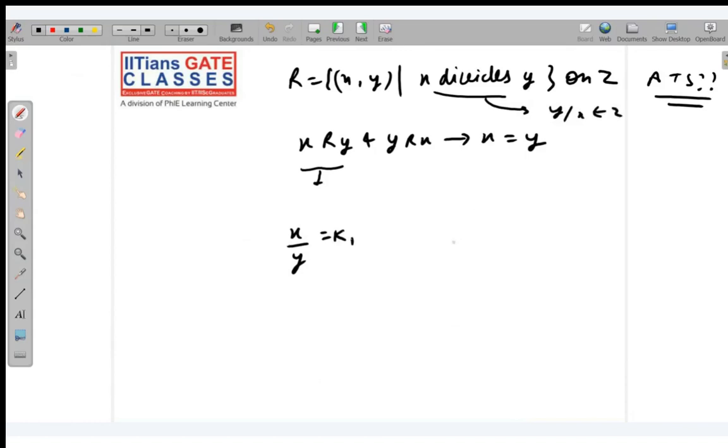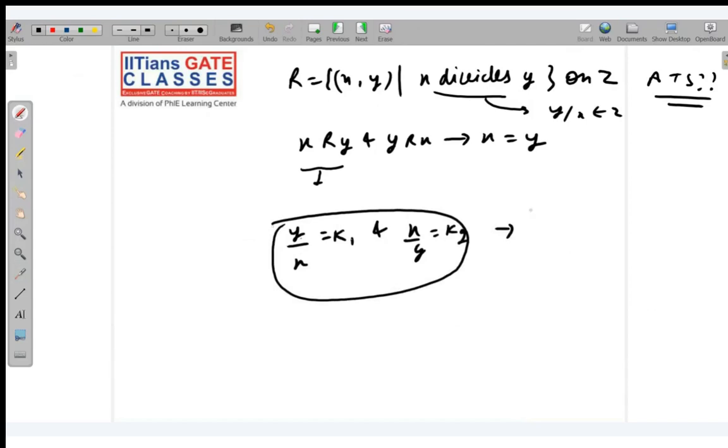So x related to y means y by x should be some integer k1, and y related to x means x by y should be some integer, let us suppose k2. Now we have to guarantee that from these two we should get x is equal to y. How will we get it? I will simply multiply them. After multiplication we will get 1 is equal to k1 into k2.